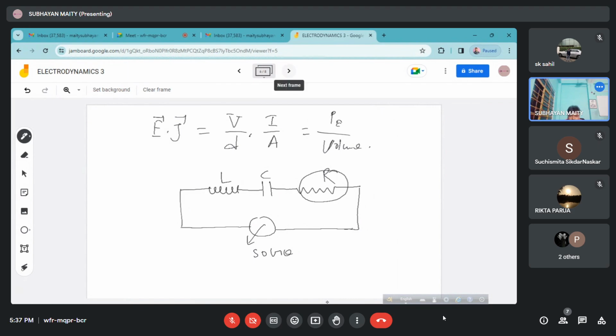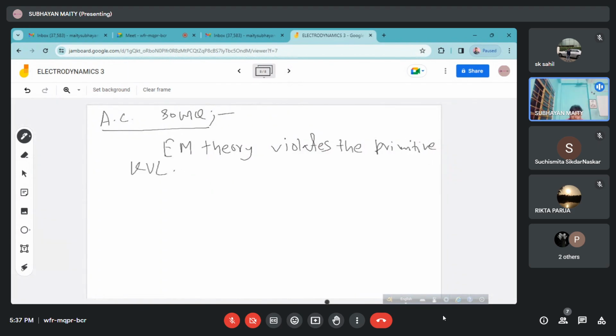Okay, so we have to modify the elementary circuit theory. We have to modify the KVL. So how can you modify it? We can modify the KVL by introducing an extra component.